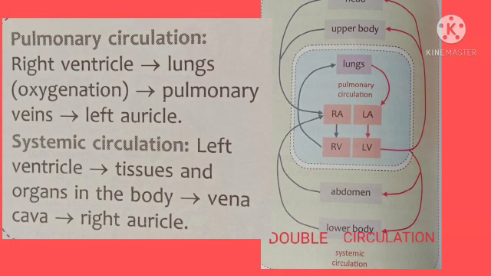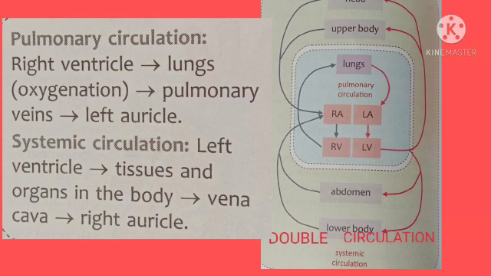For completing one round of circulation in the body, the blood passes twice through the heart. This is called double circulation, involving two processes: pulmonary circulation and systemic circulation. Pulmonary circulation is circulation of blood between the heart and the lungs, from the right ventricle to the lungs, and from lungs back to the left auricle.